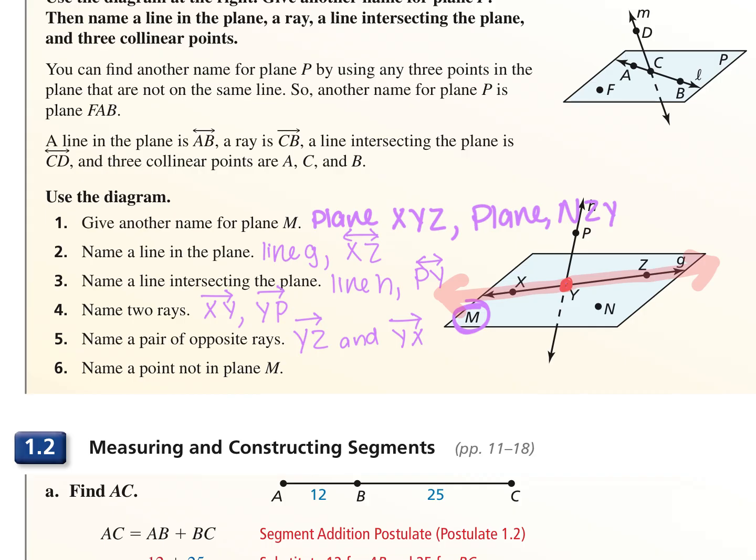Looking at the last one for this section, it says name a point not on plane M. For this one, super easy. You could have just put P. P is the only point not on plane M.